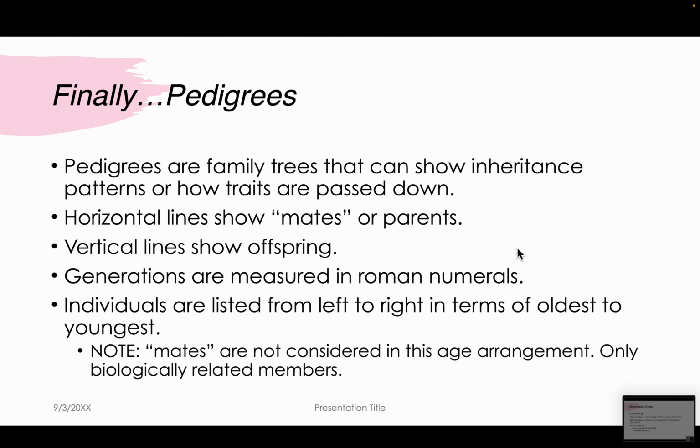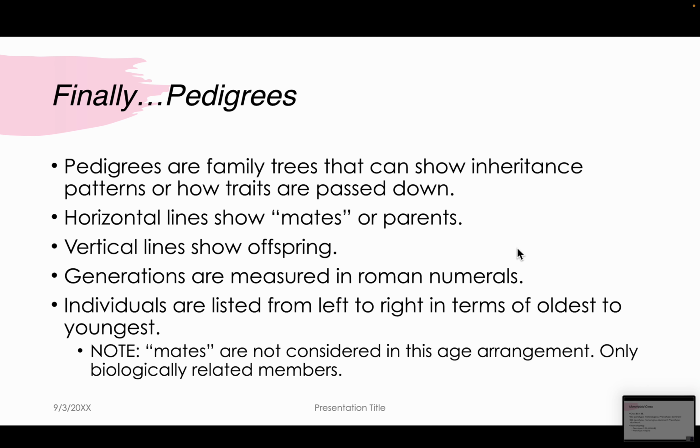Pedigrees are family trees that can show inheritance, or how things are passed down. Horizontal lines show mates or parents. I say mates, I know it sounds weird, but that's just because technically you don't have to be married or anything like that to have kids. And then we can also use other things that don't get married, like plants. I mean, they could.